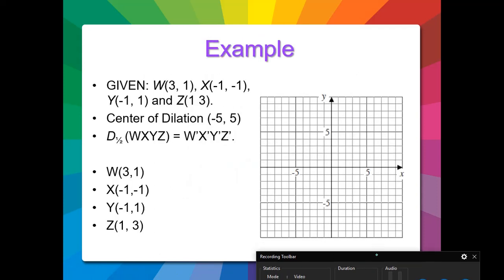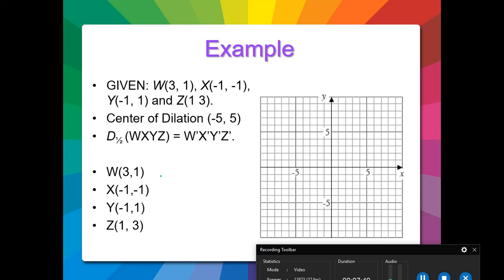In our first example, with the coordinate grid, we're going to plot W, X, Y, Z. We have a quadrilateral. We're also going to plot the center of dilation at -5, 5. So this is my pre-image and my center of dilation. We're going to dilate it by a scale factor of 1/2. It's positive, so we're shrinking it, and it will remain on the same side as the pre-image. It's going to be somewhere in this area.